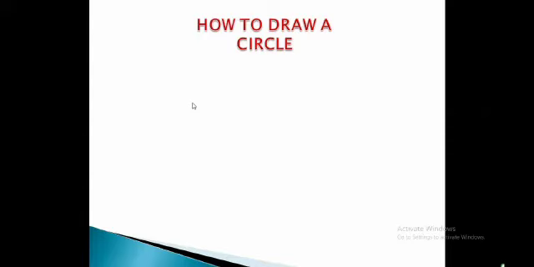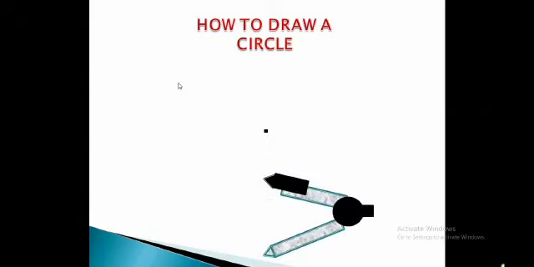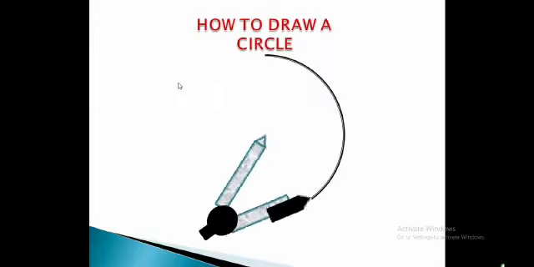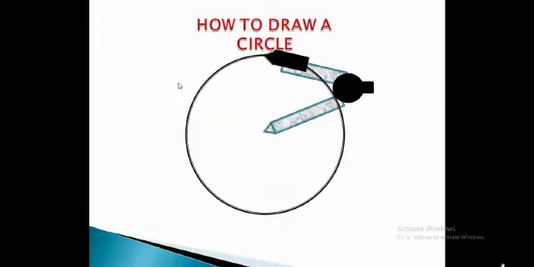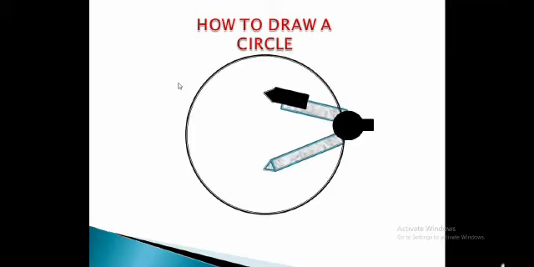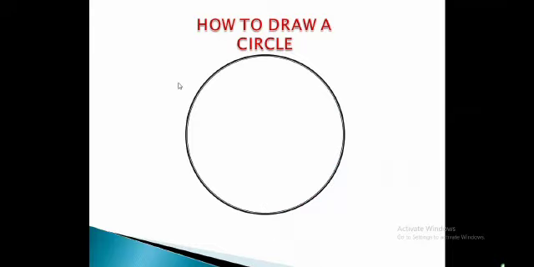Now how to draw a circle? First you have to fix a point on the page. Then you keep the metal point on the point of the page. Now you can see, and then you draw the circle with the help of the pencil arm. So here you have drawn this pencil circle. Now you can see it's a circle. Okay.